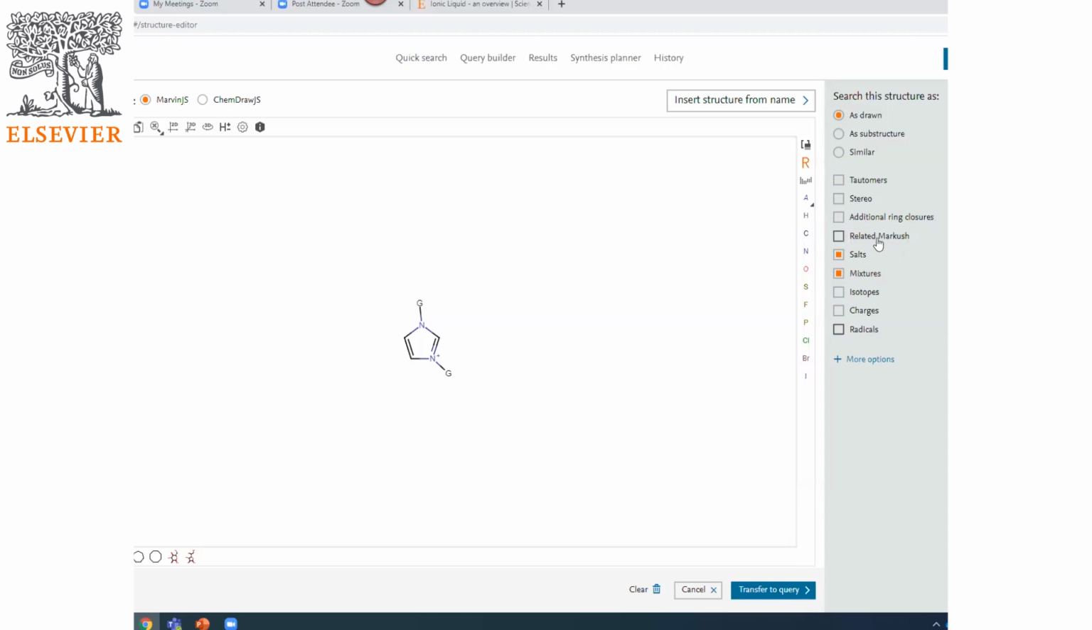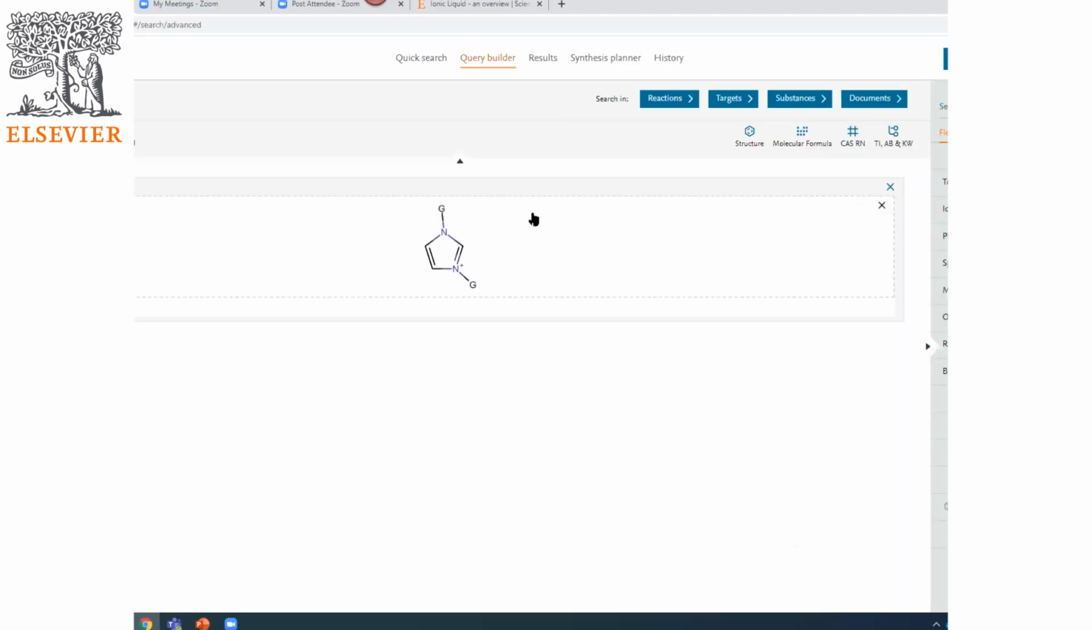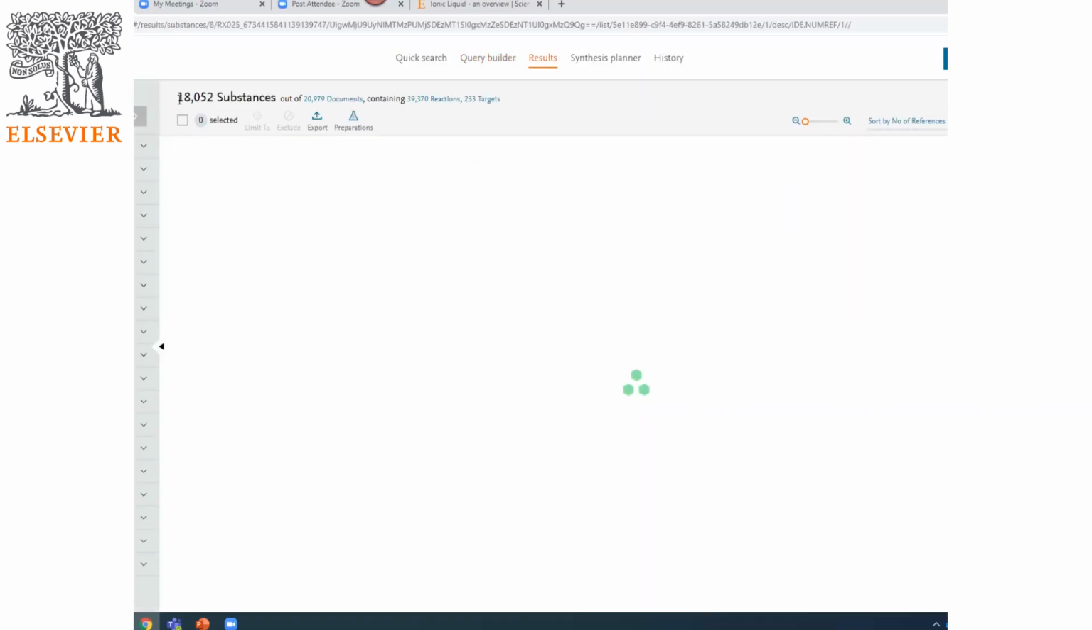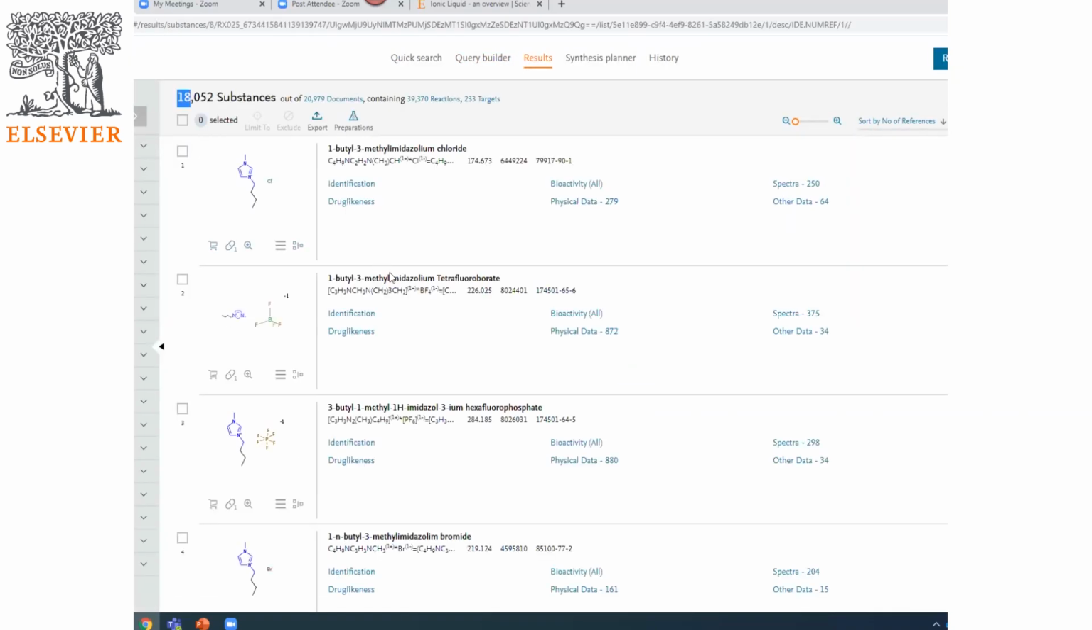Also, I would like to explain this Markush. By clicking here, you will get access to the Markush structures, which are widely used in patents. But as it's mainly out of the scope of the current webinar, let's discuss it later. So right now we can search for all ionic liquids, and let's do this search. And we found 19,000 different ionic liquids based only on one cation, imidazolium.